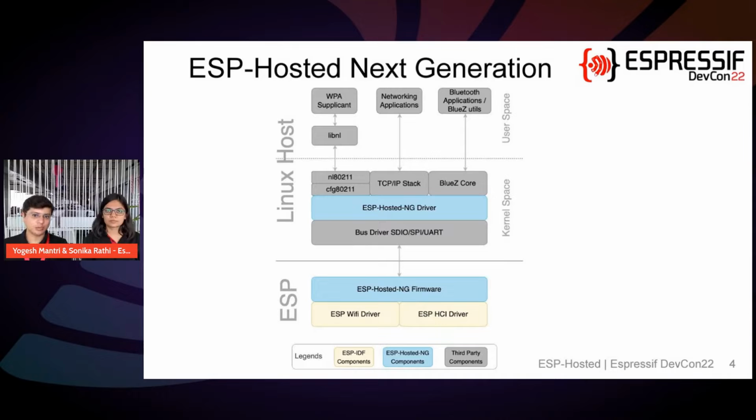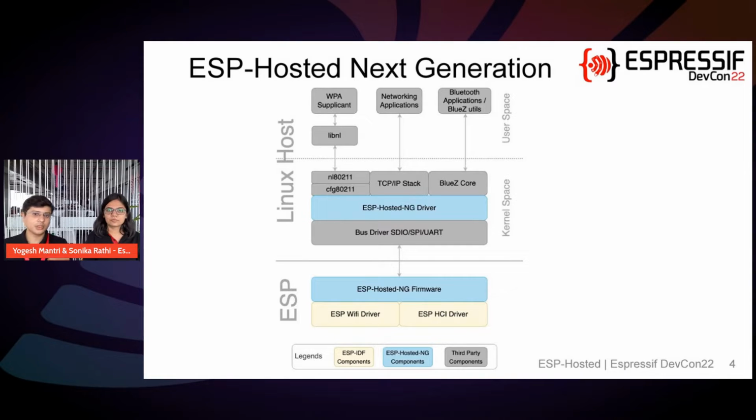I will focus on the WPA supplicant first. WPA supplicant is standard software which runs on generally all Linux based systems. This software is used to get a Wi-Fi connection working on your Linux. Whenever you start your system, this WPA supplicant will by default be running on your Linux. It communicates with the underlying nodes like libnl in the user space itself, then goes to nl80211 in the kernel space, interacts with cfg80211, and then communicates with the ESP hosted NG driver.